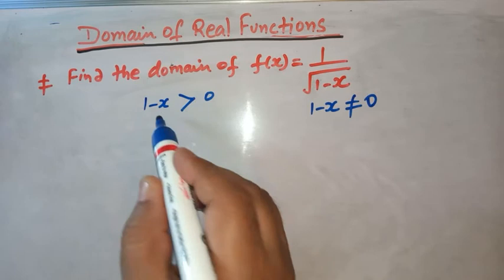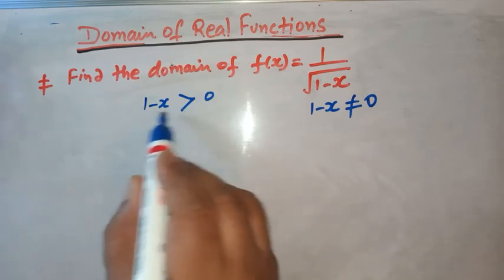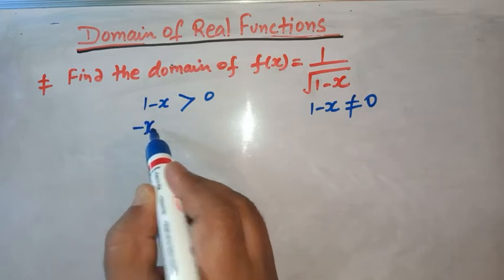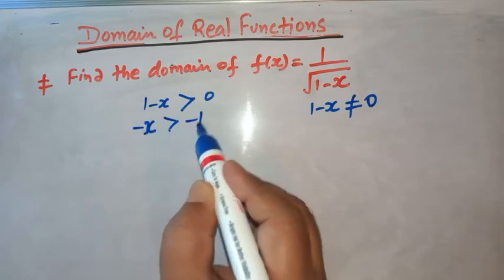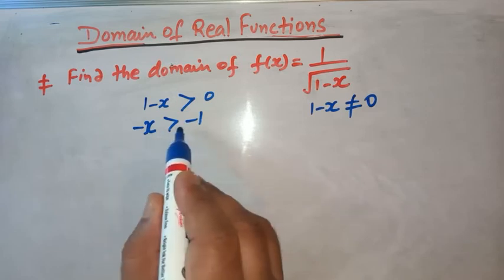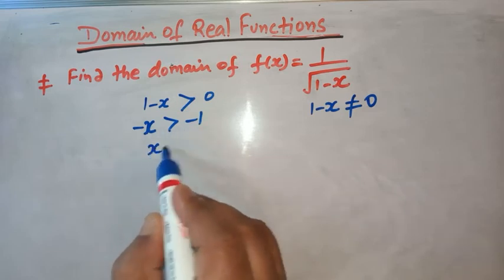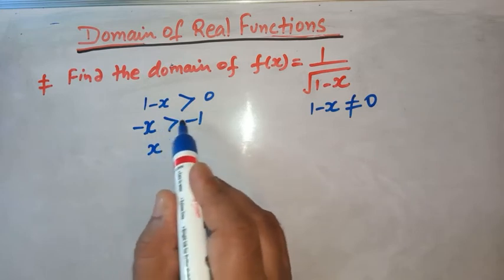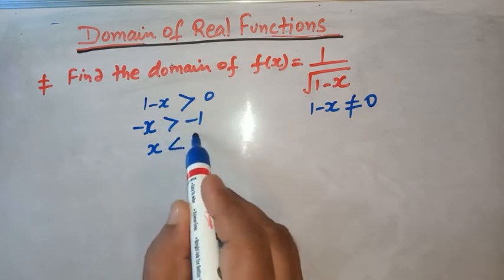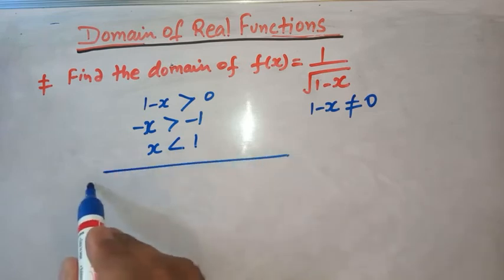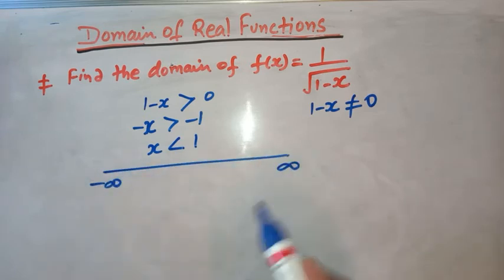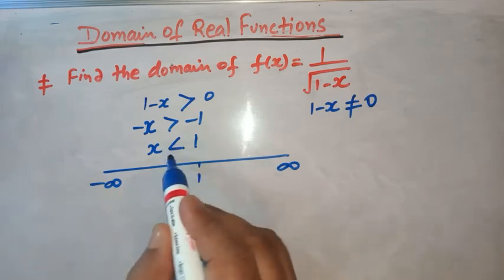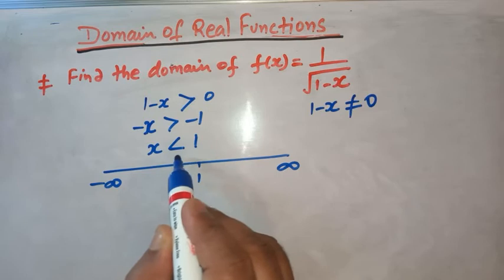So here we'll solve this inequality. So we have minus x is greater than minus 1, and if we multiply both sides by a negative sign, this becomes positive, this becomes positive, and the inequality gets reversed. So we have x less than 1. So if we have the real number line as this, and suppose this is 1, here we do not have the equality sign. Clear?